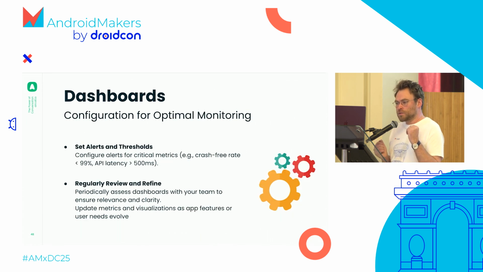Speaking also of alerts and thresholds, you can configure alerts for your critical metrics, like the crash rate or the latency. For example, if the latency of a request goes above 500 milliseconds, okay, there is probably something bad happening in production. You won't find the best threshold at first. You need to experiment step by step to find the best threshold you need to put. And regularly review and refine all the dashboards.